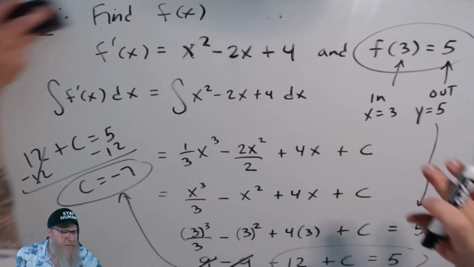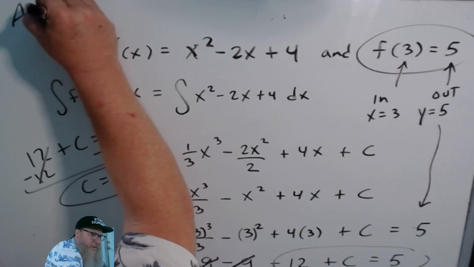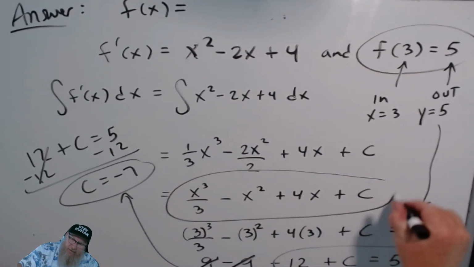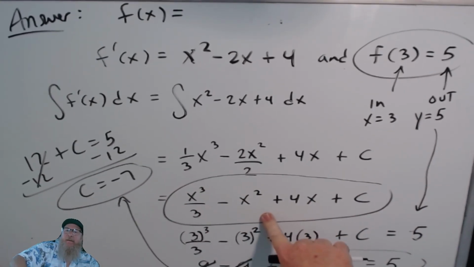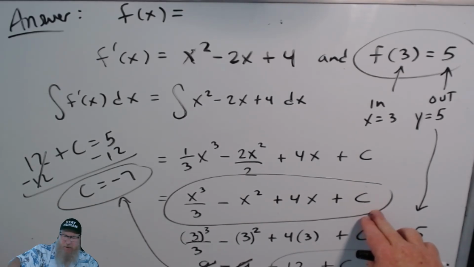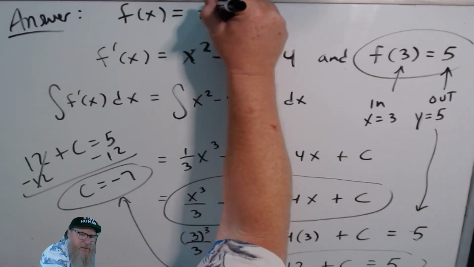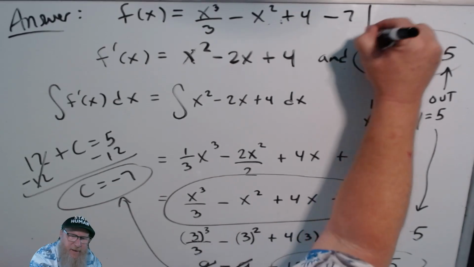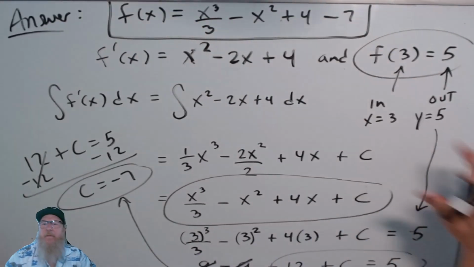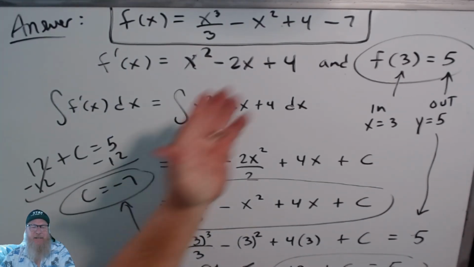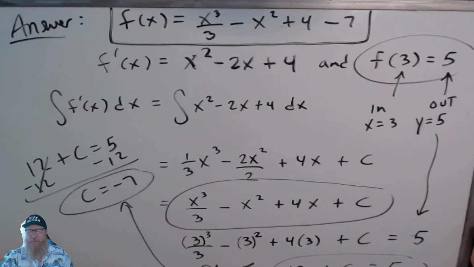All right, and so my answer then is finding f. Go back to here. This is your f. F is the result of the integration, also known as the antiderivative, and then replace c with -7. So x cubed over 3 minus x squared plus 4x minus 7. Or you could say plus -7 at the end. Nobody ever does. I don't. But it's technically plus c, and that's what the c came out to be. All right. Not too shabby, huh?